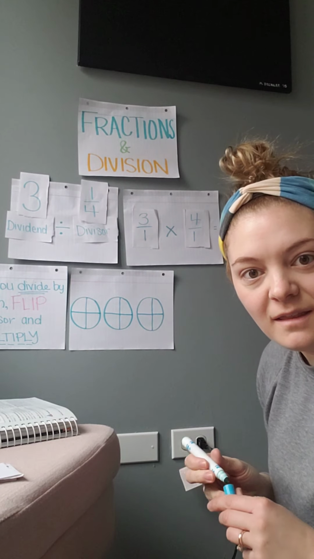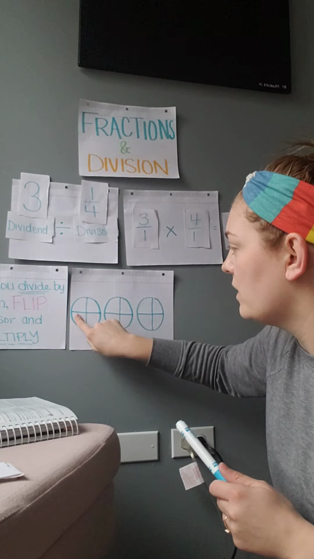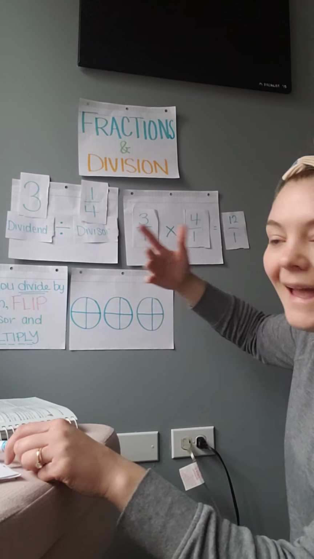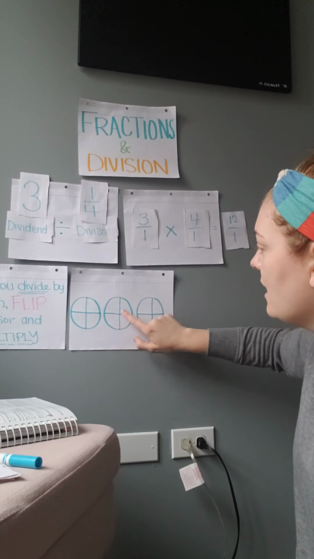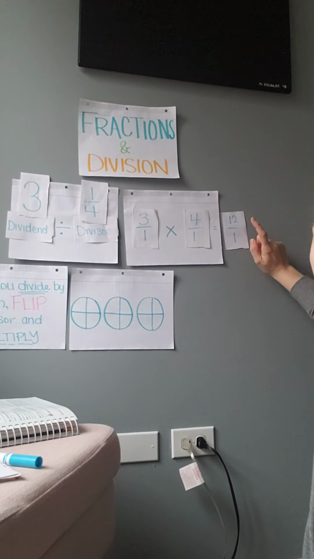Okay, do you see how I did that? I divided it in 1, 2, 3, 4, and I've got 3 of them. So I end up with 1, 2, 3, 4, 5, 6, 7, 8, 9, 10, 11, 12. 12.